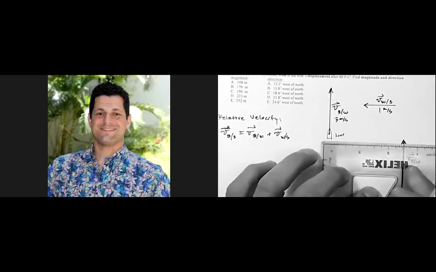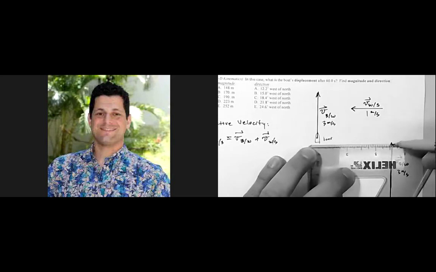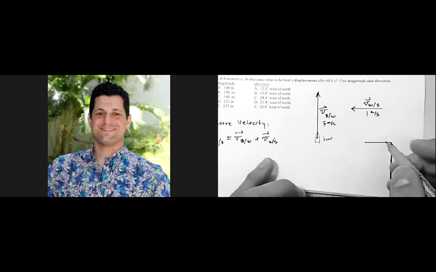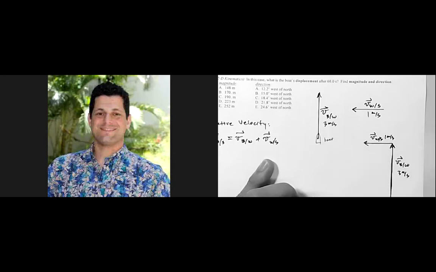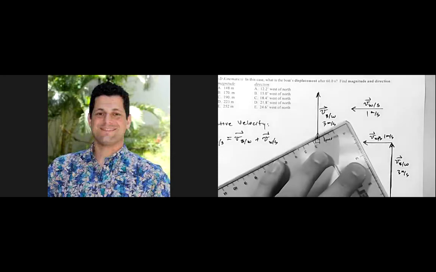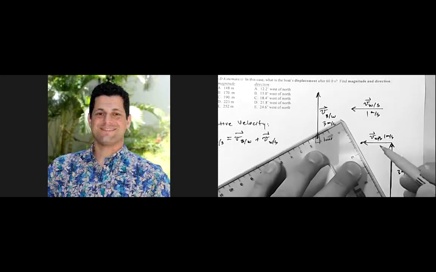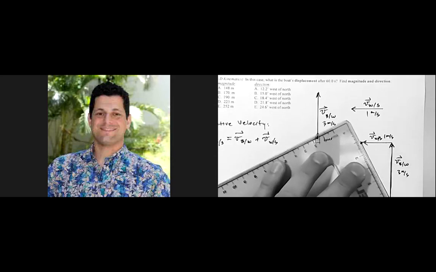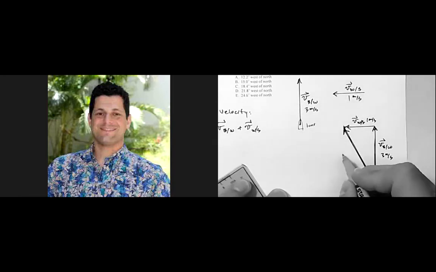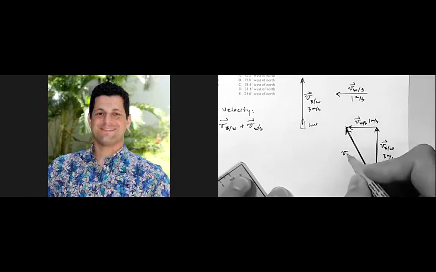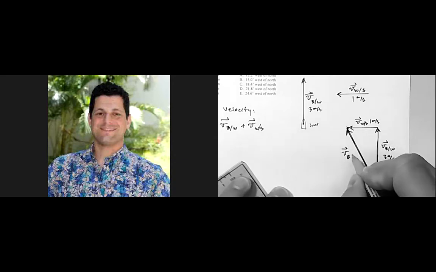And now I have the velocity of the water with respect to the shore. And I should make that 1 meter long. And then the sum is going to be from the start of the first vector to the end of the last vector, like that. So I'm going to try and make the sum here a very heavy line. Okay, so this is the total velocity of the boat with respect to the shore.